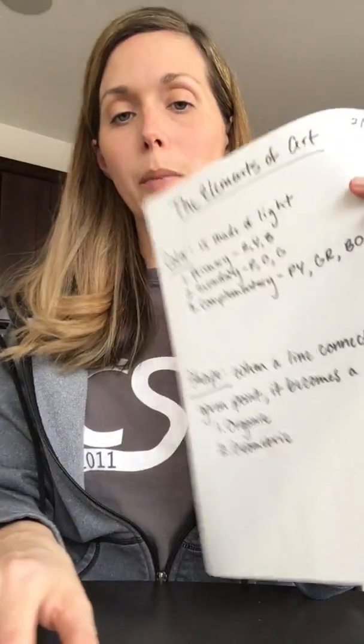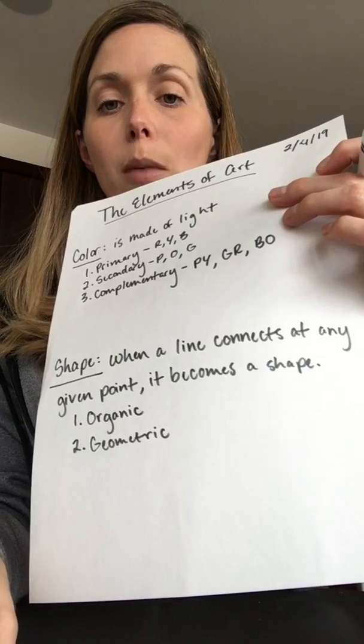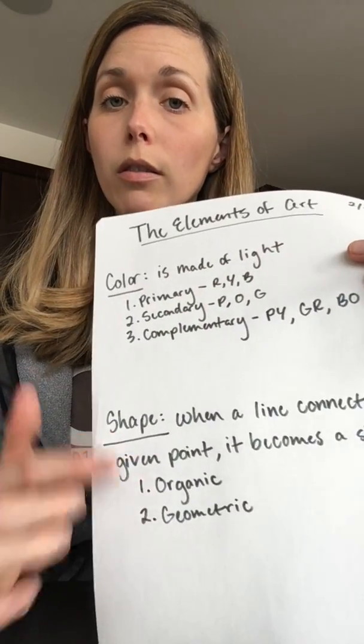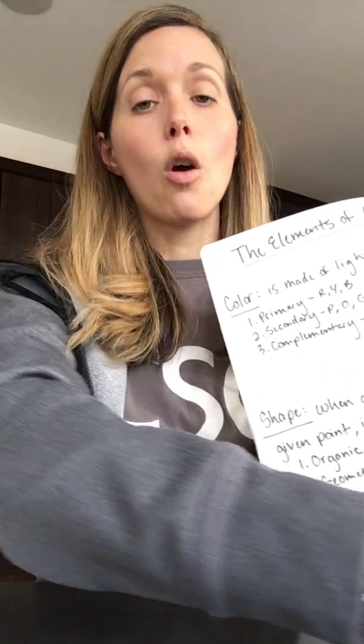O-R-G-A-N-I-C. And there are geometric shapes. Like geometry, but geometric. All right, so you've got this, and I know it's backwards, but when a line connects at any given point, it becomes a shape. You've got a number one for organic shapes, and a number two for your geometric shapes. Organic shapes, the definition for that, or your kind of defining words, are free form.